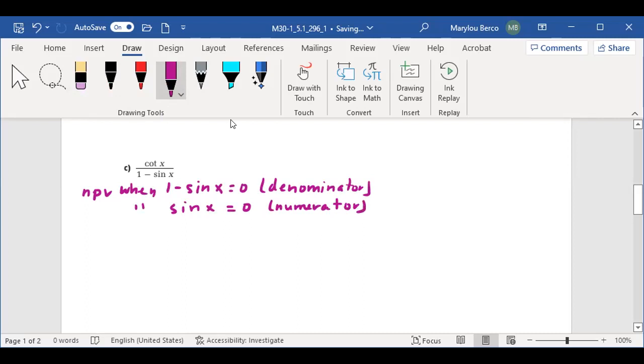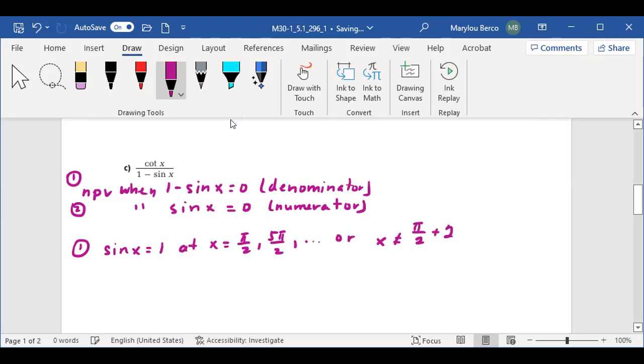So for the first restriction, sine x equals 1 at x equals pi over 2, 5 pi over 2, or in general, x cannot equal pi over 2 plus 2 pi n, where n is an element of integers.